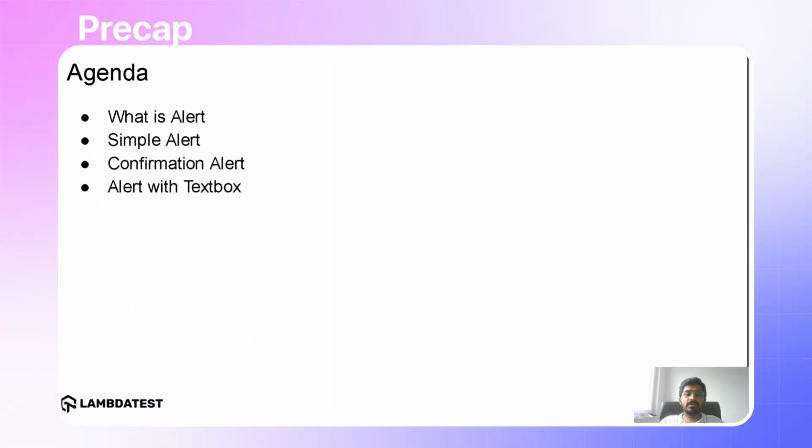First, we'll understand what is alert in general in any website, and then we will see the different types of alert such as simple alert, confirmation alert, alert with text box. We will see how to handle all these three alerts by using Playwright.